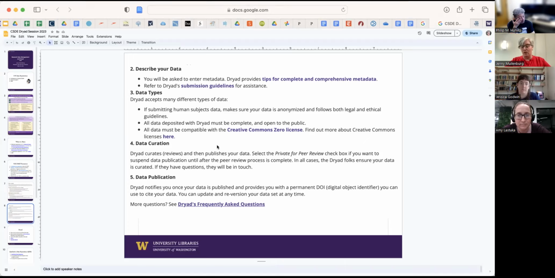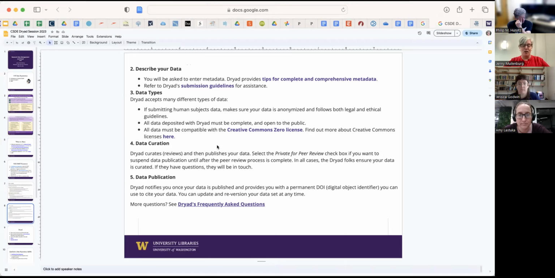That basically means that anyone's able to access your data and also to reuse your data without any restrictions. I'll talk a little bit again about when you require restrictions in a minute. Dryad does also provide a minimum amount of data curation. What I mean by that is they're going to look at your data, they're going to make sure they don't see anything that should not be shared, like PII or other sensitive data.